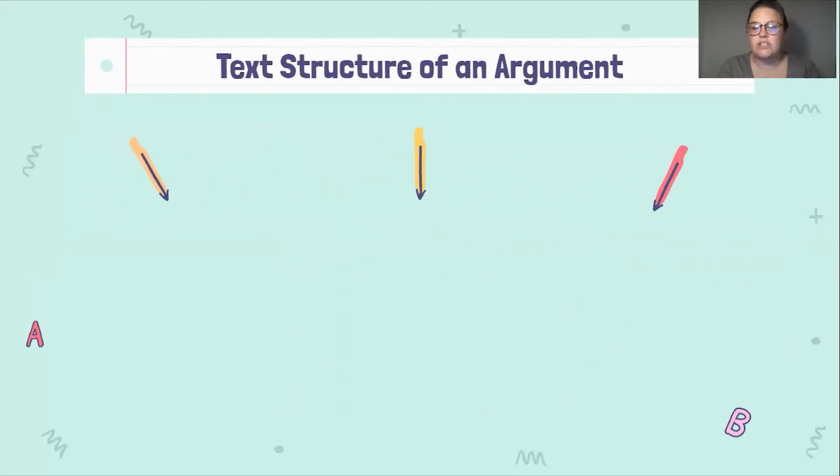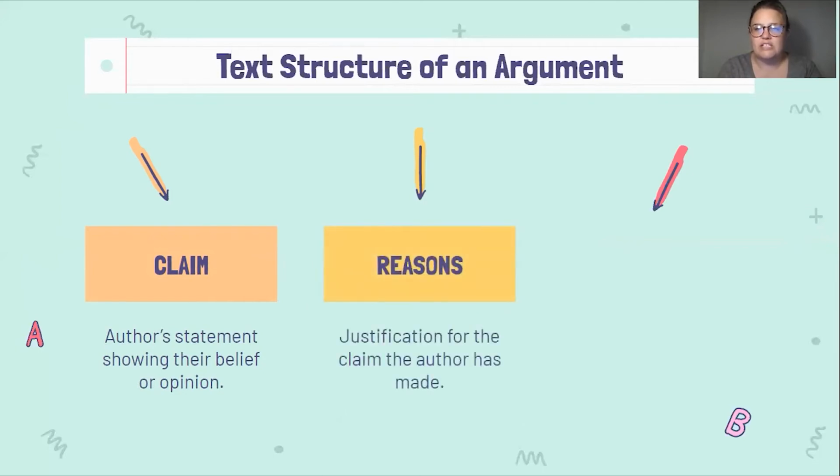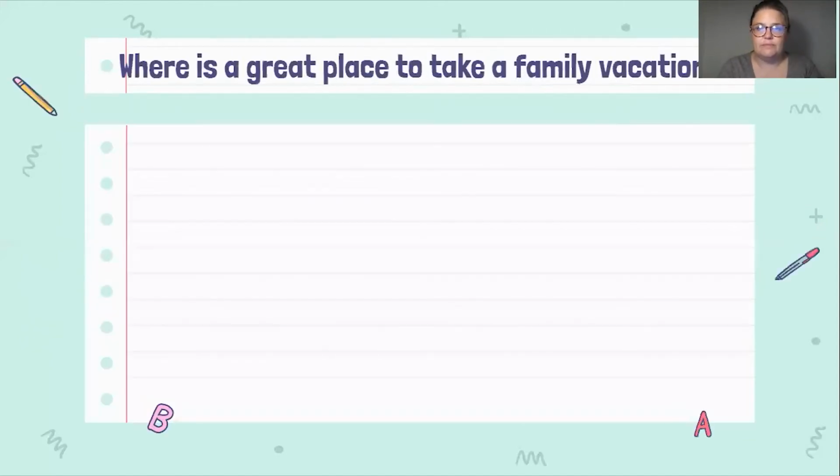Let's review the text structure of an argument again. We know that first, the author makes a claim, which is the statement that shows their belief or opinion. Second, the author lists a reason for their claim. It justifies the claim the author has made. And then they give evidence, facts or data that support the reason and claim that the author has made. Let's use this type of structure to write a paragraph answering the following question. Where is a great place to take a family vacation?